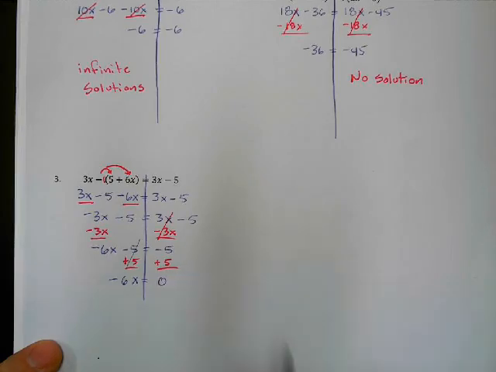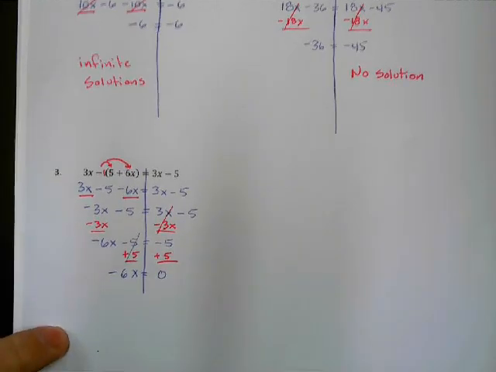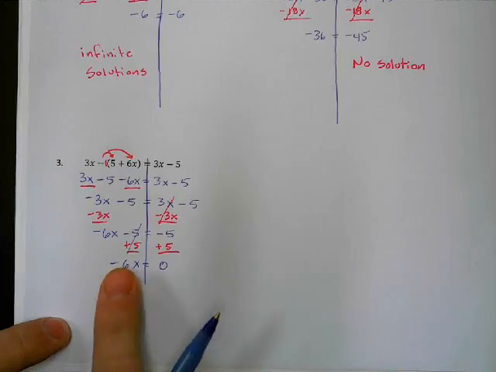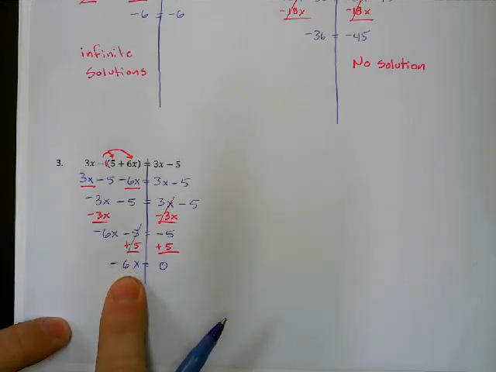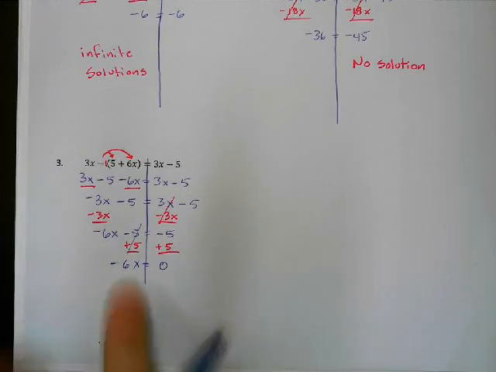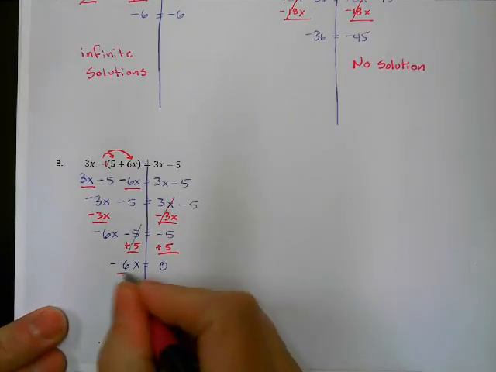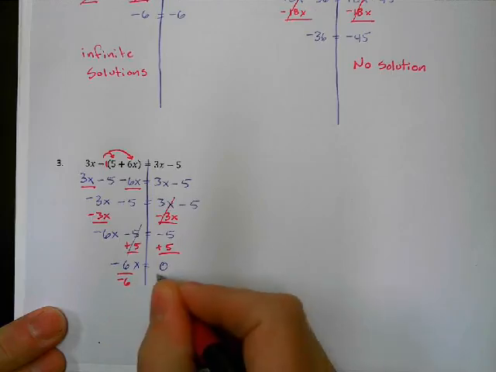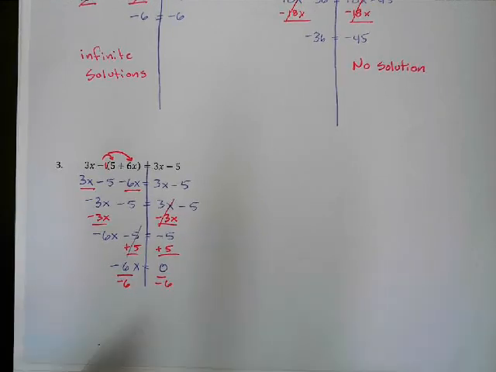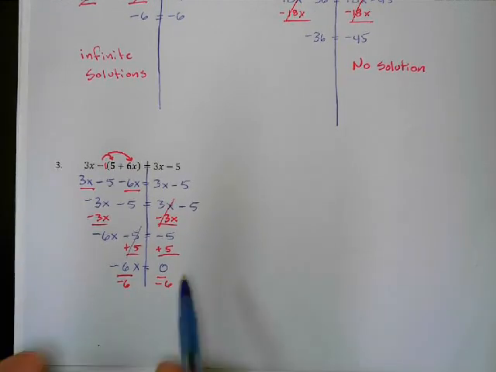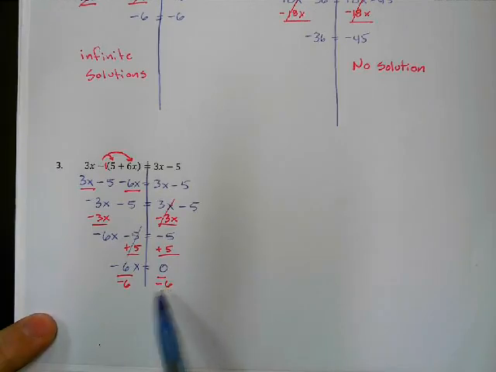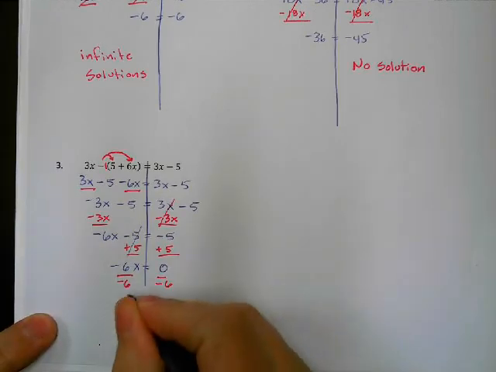Okay, again, this is not no solution. I still have a variable. If you have a variable, you have a solution. So I'm going to keep going. This is negative 6 times x, so I'm going to use the division property of equality and divide by negative 6. Now, what is 0 divided by negative 6? Well, it's 0. So I get x is equal to 0.